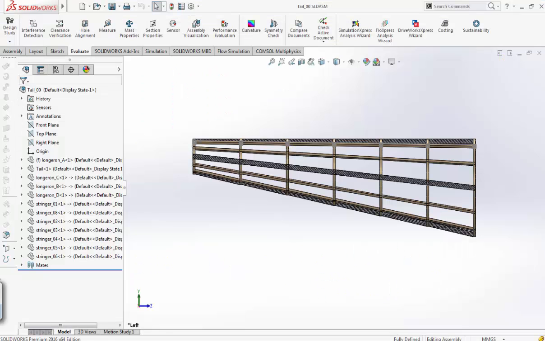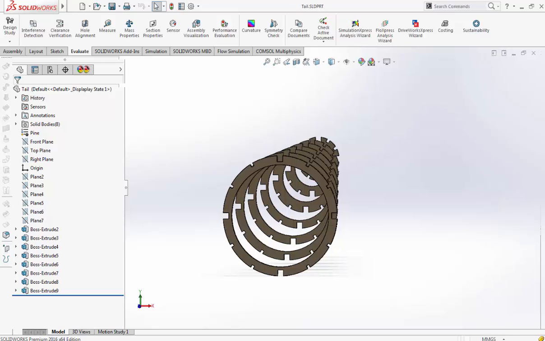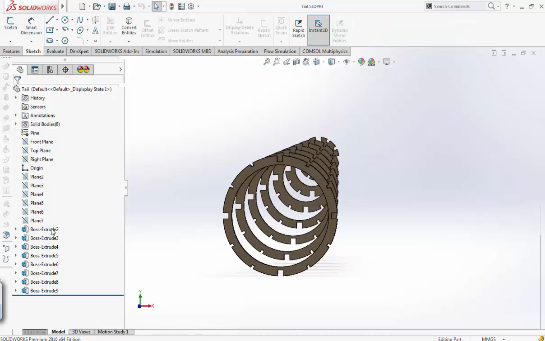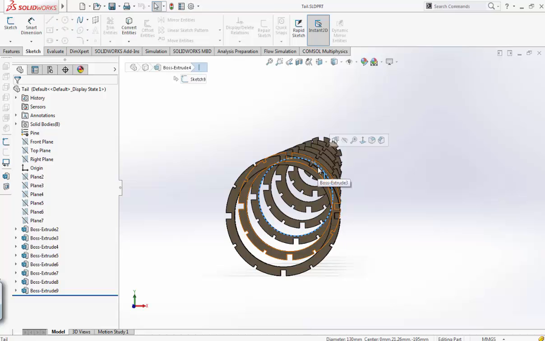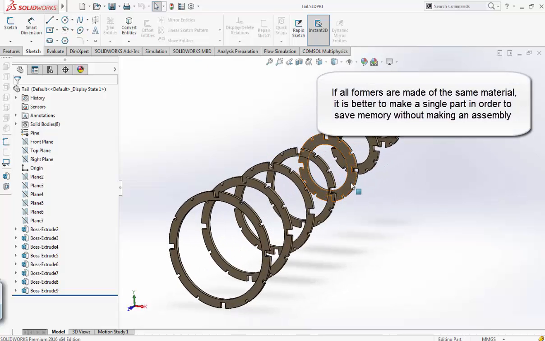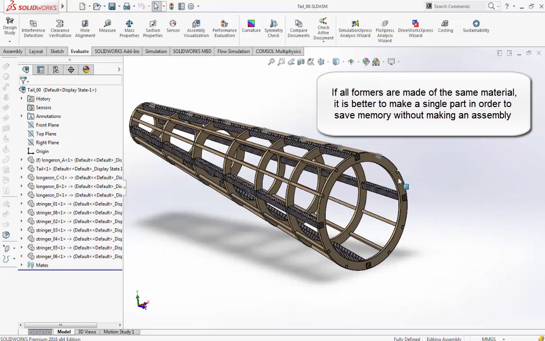then you have to build all your formers, which I draw in a single part, and not in an assembly, because all these parts are made by the same material, and also we save resources when we make an assembly.